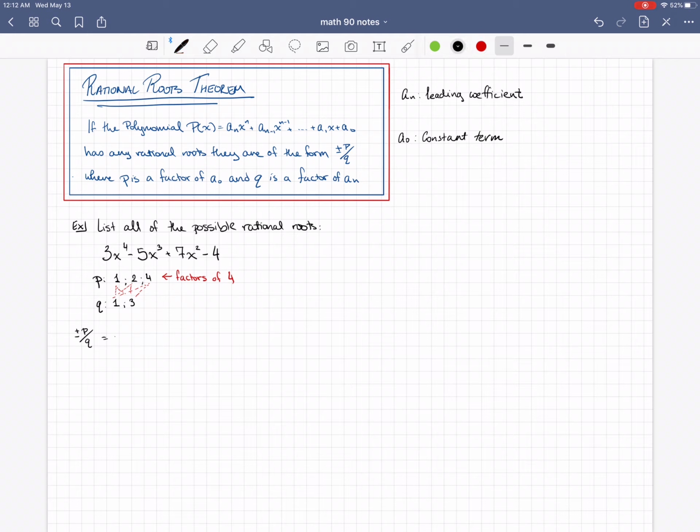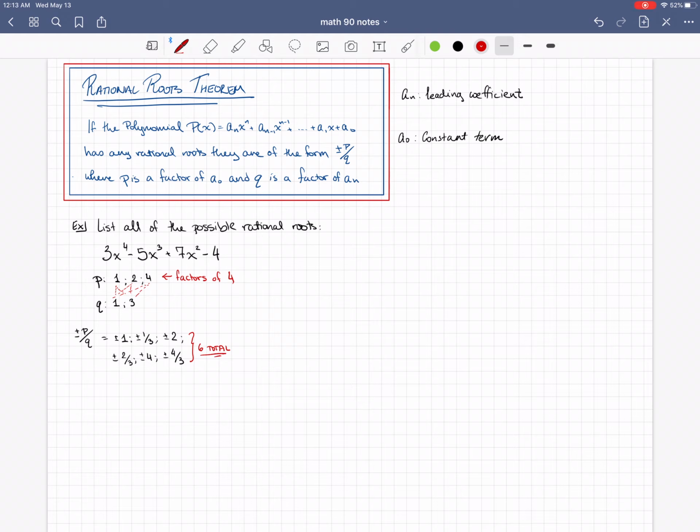So we have plus or minus 1 over 1, plus or minus 1/3. We have plus or minus 2 over 1 or 2, plus or minus 2 over 3 or 2/3, plus or minus 4 over 1, and plus or minus 4/3. So I want you to notice that there are 6 total.